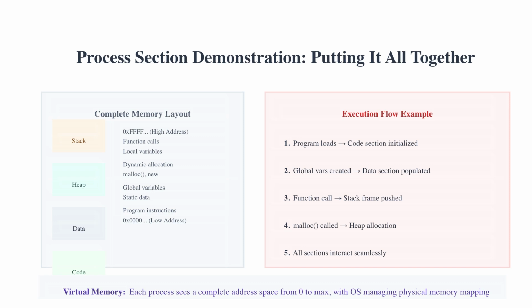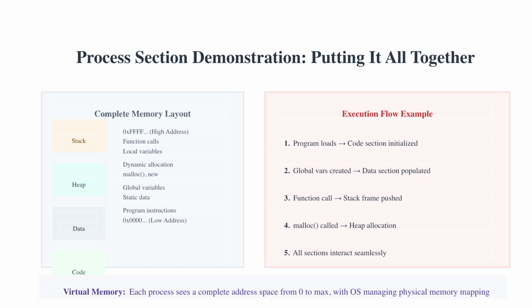Let's trace through a typical execution flow to see how these sections interact during program runtime. Step 1. When the program loads, the operating system initializes the code section with our executable instructions. Step 2. Global variables are created, and the data section gets populated with their initial values.